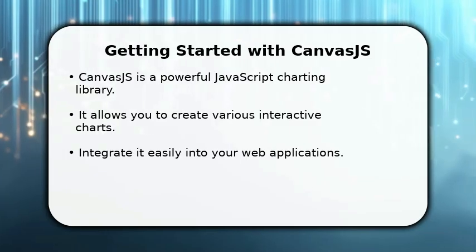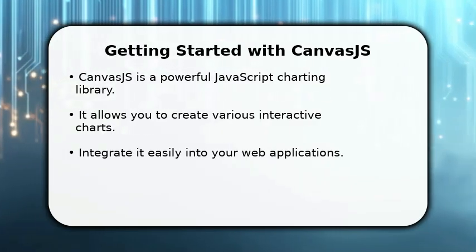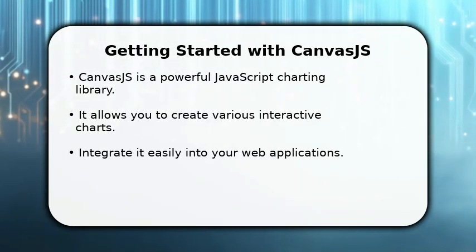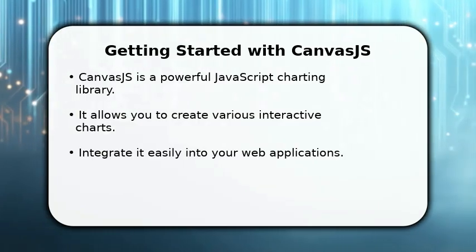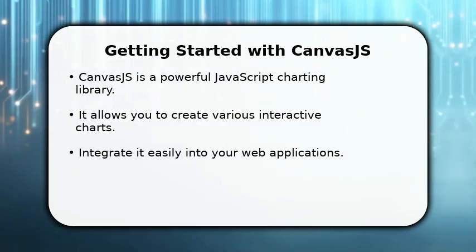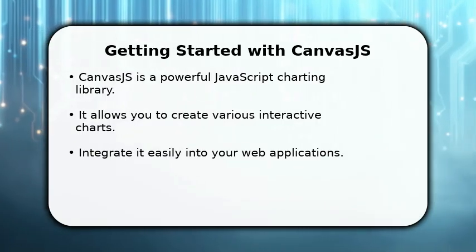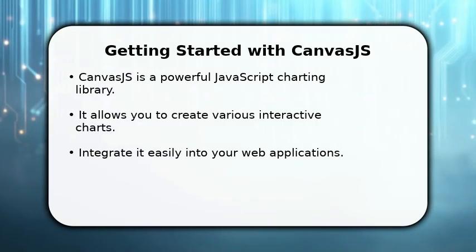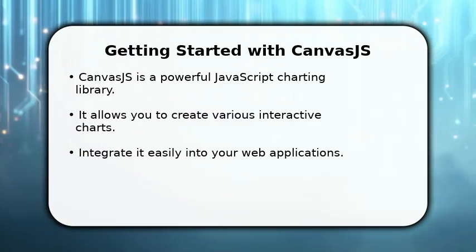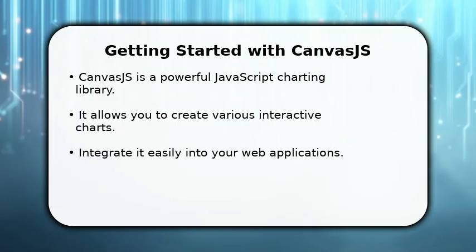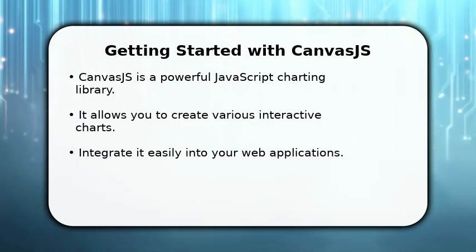Enjoy the video. In this video, I will explain how to use Canvas.js. Canvas.js is a fantastic JavaScript charting library that empowers you to create beautiful and interactive charts for your web applications. It's incredibly versatile, supporting over 30 different chart types, from simple line graphs to complex stock charts.